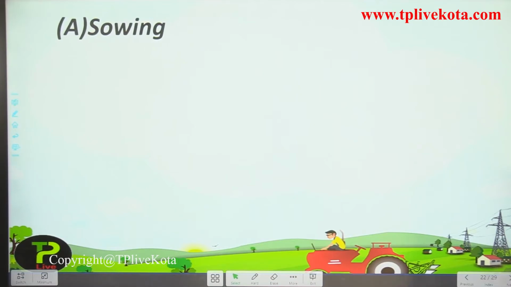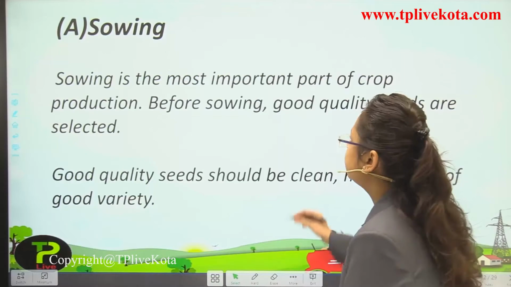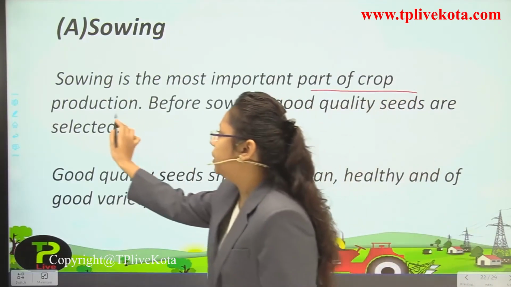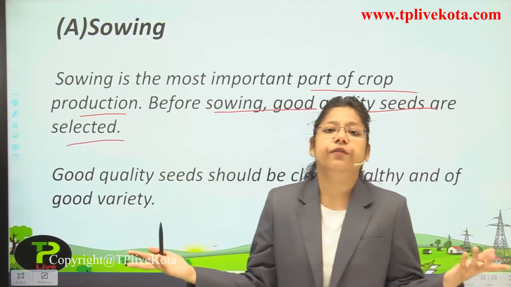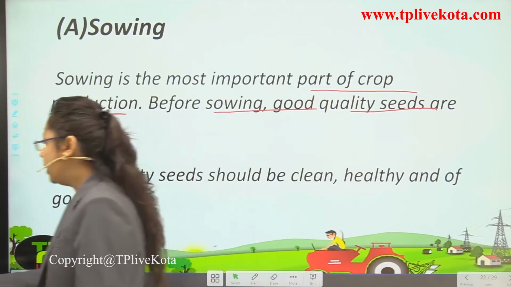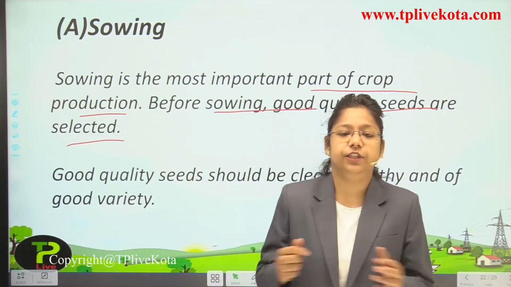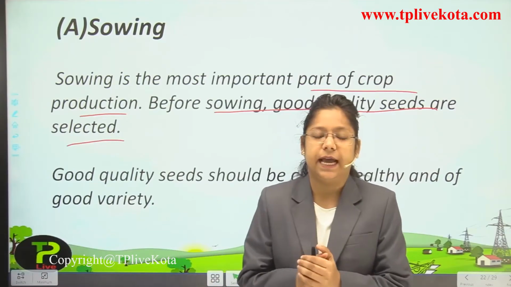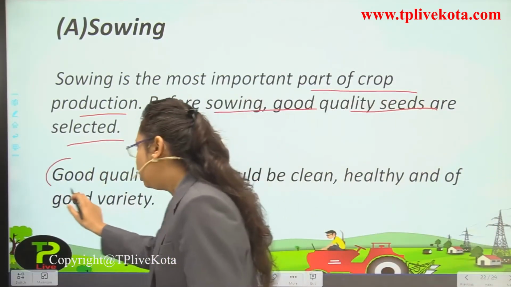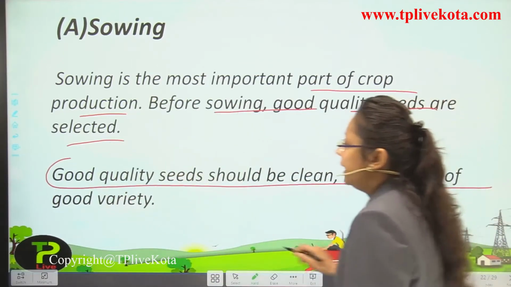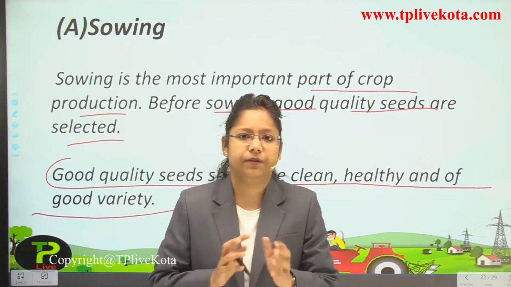so let's move on towards the next step, that is sowing. What is sowing, students? Sowing is the most important part of crop production. Before sowing, good quality seeds are selected. Now, how can we differentiate between a good quality seed and a bad quality seed? So now we can see here, it is written over here, good quality seeds should be clean, healthy and of good variety.